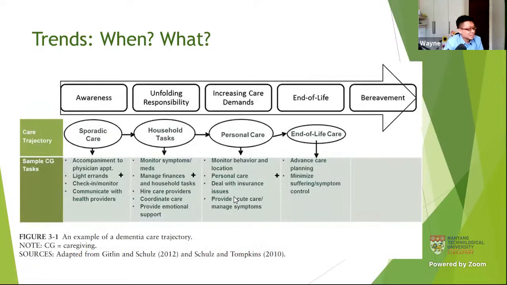So here is a continuum from awareness, unfolding responsibility, to increasing care demands, right? If unfortunately this elderly or senior person is approaching end of life, then that's end of life care, right? All these will have different tasks. We could see those, looking at the sample caregiver task, or CG task. You could see what I've just described verbally.